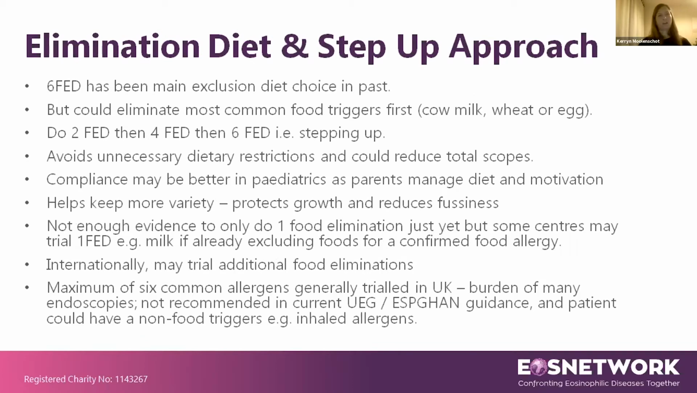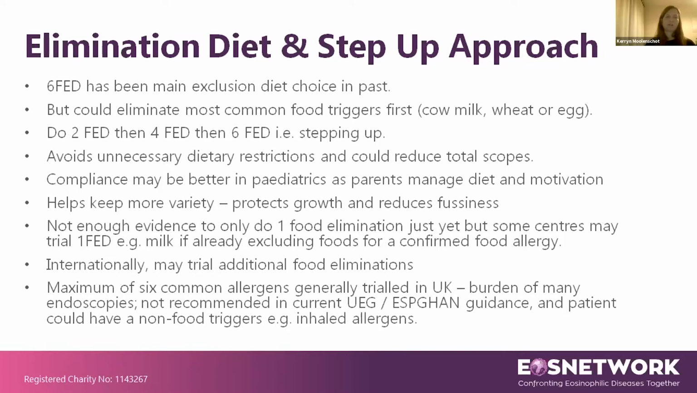Then with regards to the elimination diets, and I'll also cover the step-up approach. So traditionally, centers using the elimination diet would do a 6-food elimination from the get-go. And this is removing the top six allergenic foods from the diet, which I'll go through. But you could also apply a step-up approach, which means slowly increasing how much food you're excluding in the diet, as most patients with EoE actually react to sort of the top 3, and particularly cow's milk.